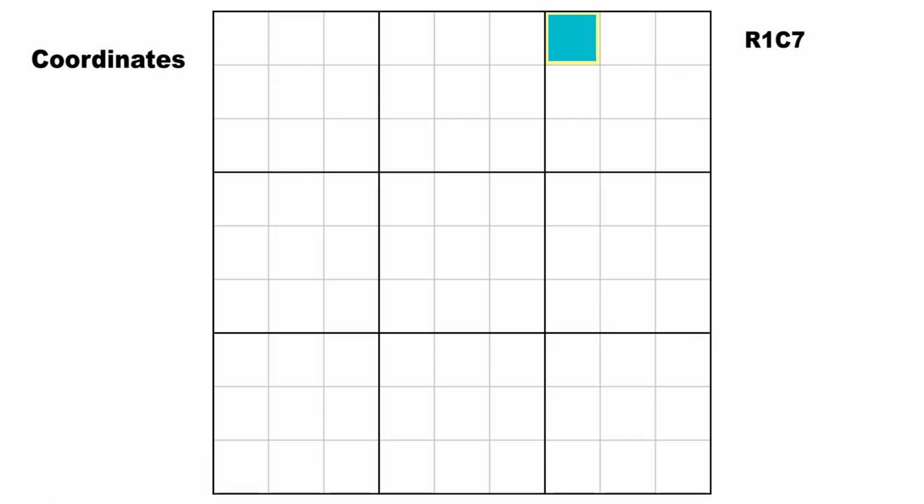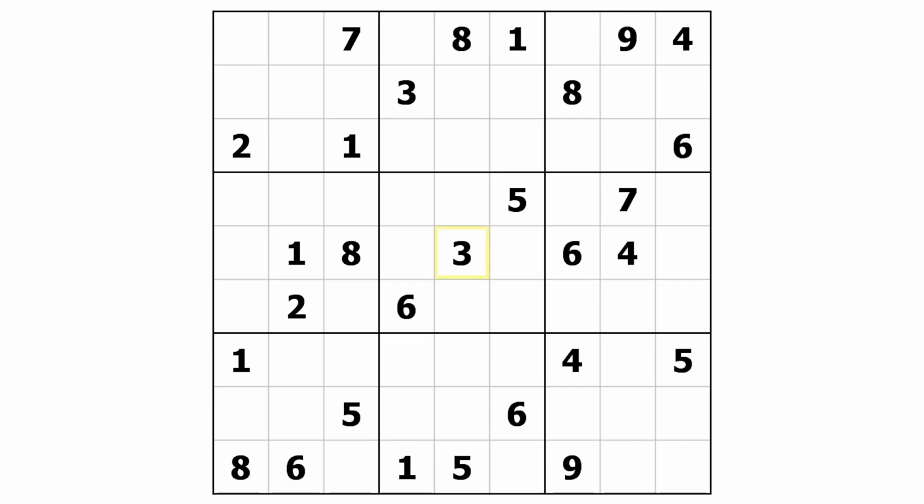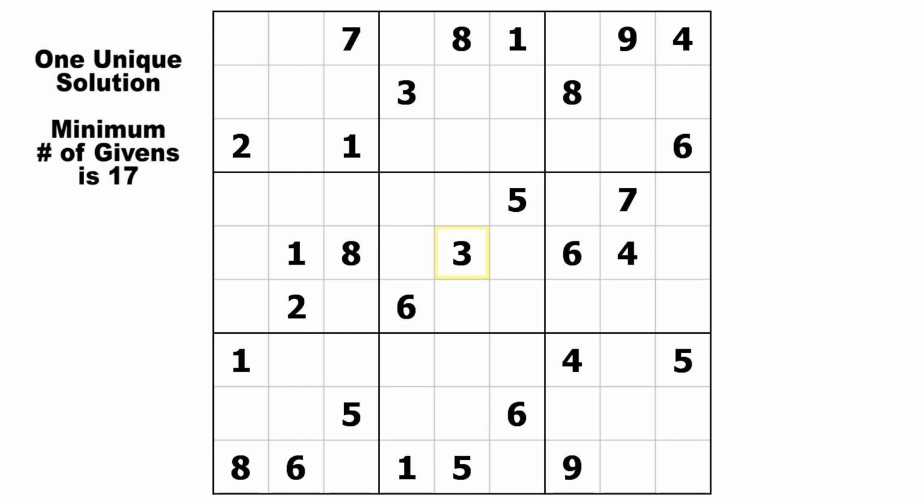When you are presented with a new puzzle, there will already be some numbers filled in to give you something to start with. These numbers are called givens. And generally speaking, the more givens, the easier the puzzle will be, but that is not always 100% true. In order to be considered valid, a Sudoku puzzle must have only one unique solution. And it has been proven that the minimum number of givens necessary to create a puzzle with one unique solution is 17.